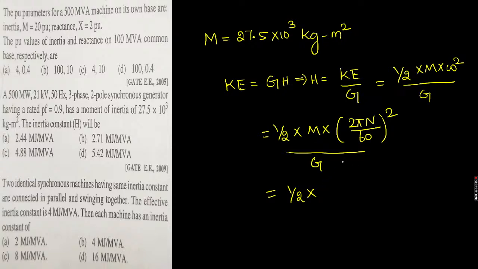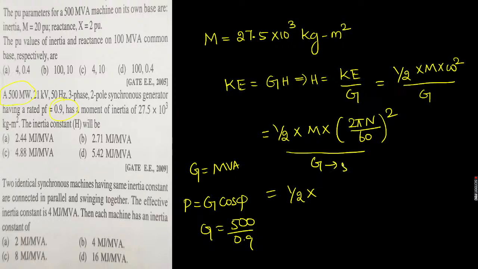In our case, G means the rating should be in MVA. What have they given in the question? They have given only 500 megawatt, but the power factor is given as 0.9. We know real power can be written as MVA rating into cos phi. From this, G can be written as 500 divided by 0.9. So we can substitute that value here. Next, this value is already given as 27.5 into 10 power 3. We can substitute. Then what about the value of N?